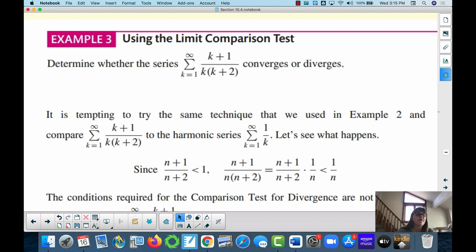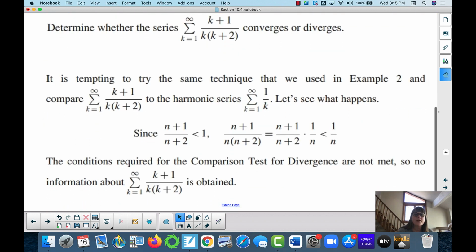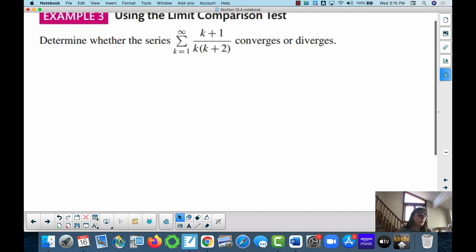So this looks very similar to the one that we did in the example right before, where we had k plus 3 over k times k plus 2. But if we try to use the same technique with the harmonic series, we don't get the conditions because our c sub k is not smaller than our a sub k. And so we can't use that one. So instead, we'll use this limit comparison test.